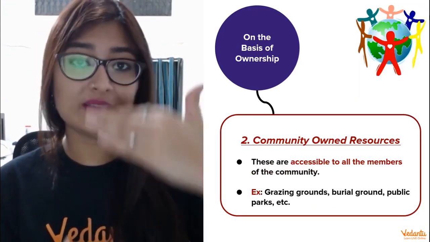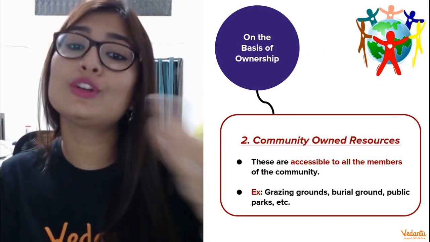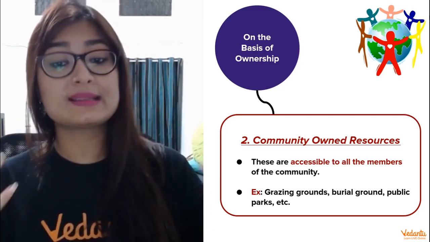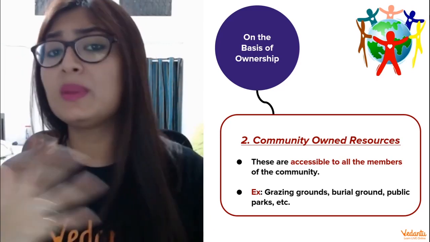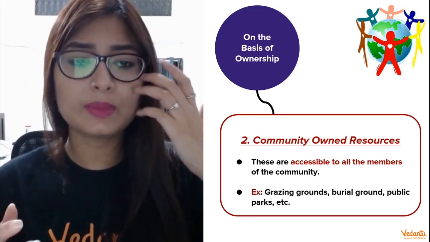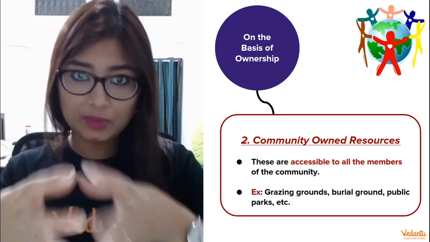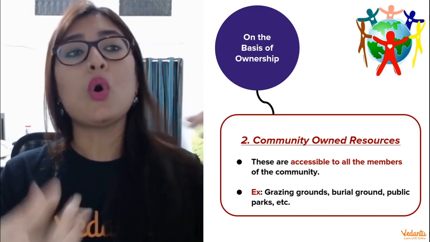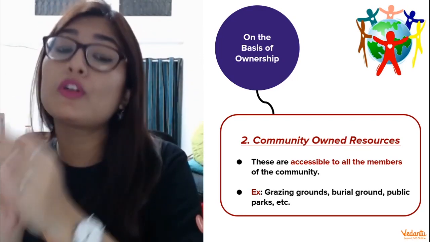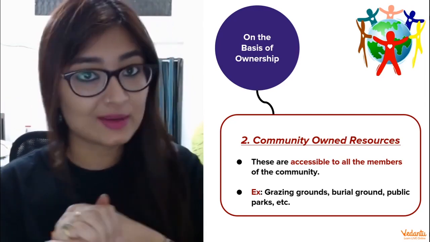Similarly, when it is shared by a group of people, it becomes a resource that belongs to the community. It becomes a community owned resource. For example, grazing grounds, burial grounds, public parks, rivers. Although a river is something that will be national, maybe a small pond which belongs to a particular village belongs to a particular community. So all of these things, when accessible to or belonging to members of a particular group, are known as community owned resources.